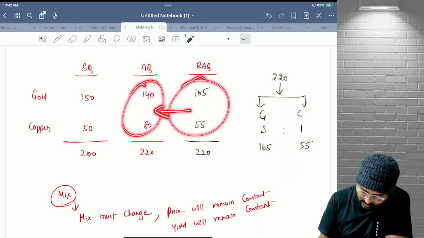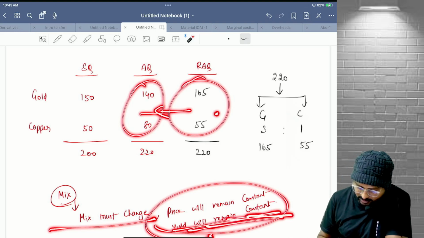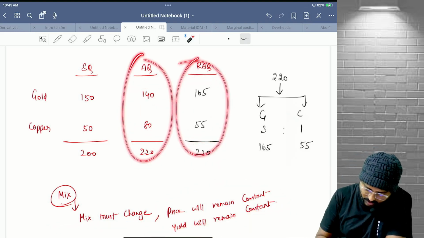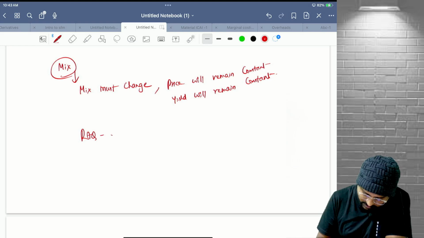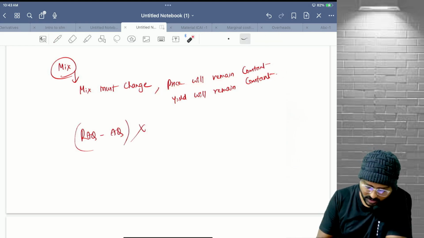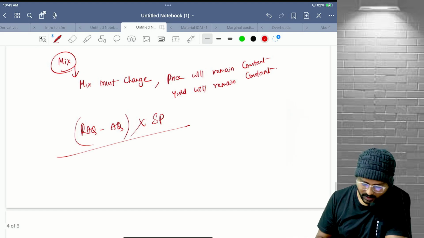Do we have mix variance here? Yes. But I told you mix must change and everything else will be constant. Yield will be constant especially. Is yield constant here? Which means our answer is what? RAQ and AQ, correct? So your formula will be the difference between RAQ and AQ. And also I told you that price will remain constant. Which price will remain constant? That's your answer. Now let's go with the formula.